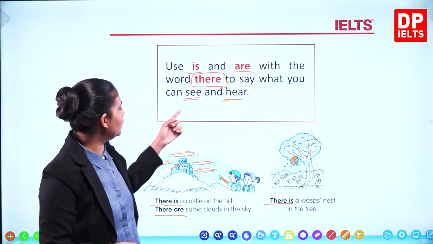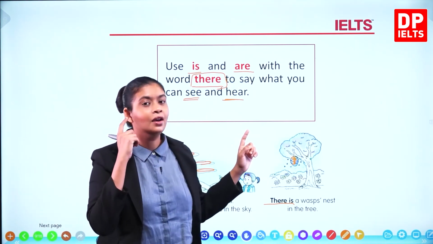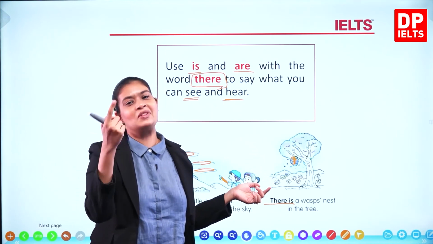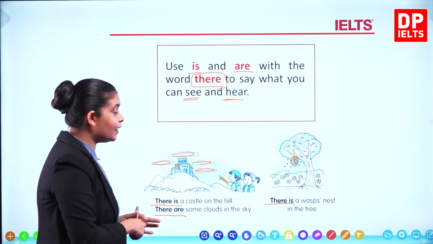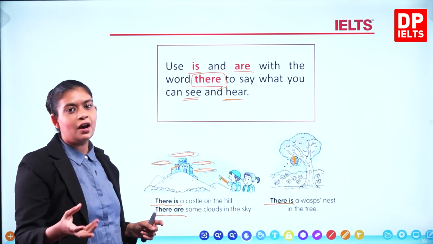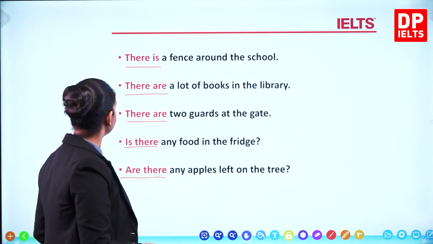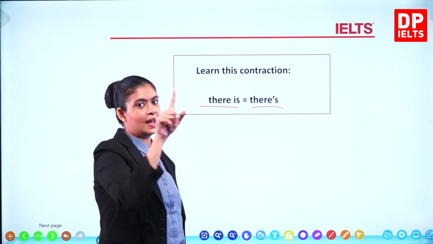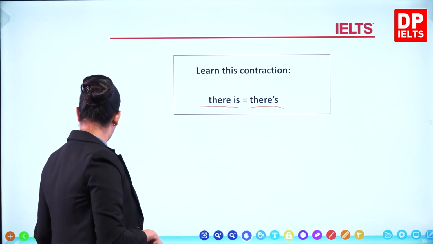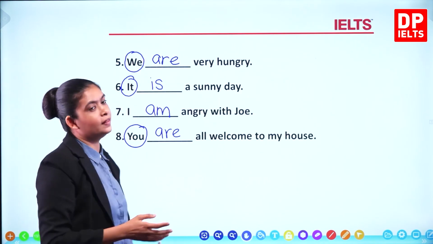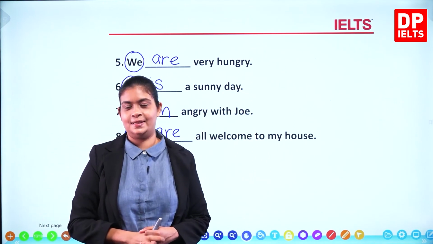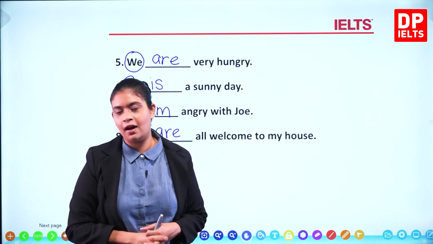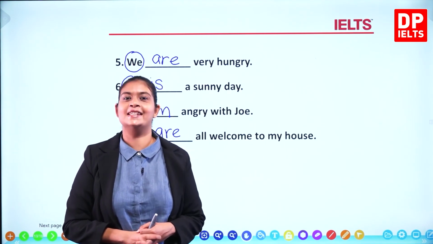So we use it with what you can see, what you can see or hear, right? Either way, what you can hear or see and hear, right? So there is for singular, there are for plural. And then we had a look at some of the examples and contractions. There is, there's, and then we had a look at all the practice questions. So with that, we come to the end of am, is, are for the use in the present tense.